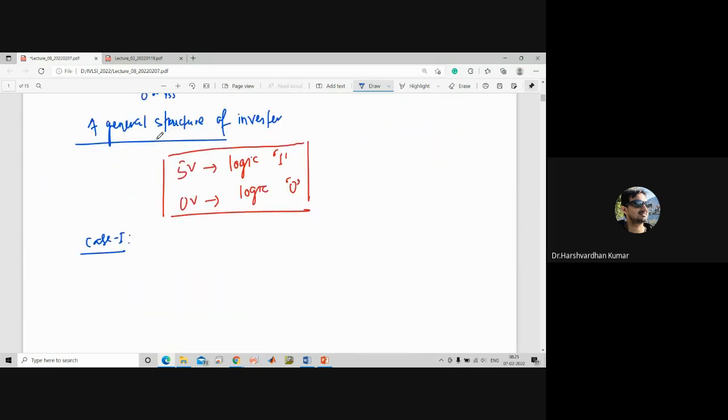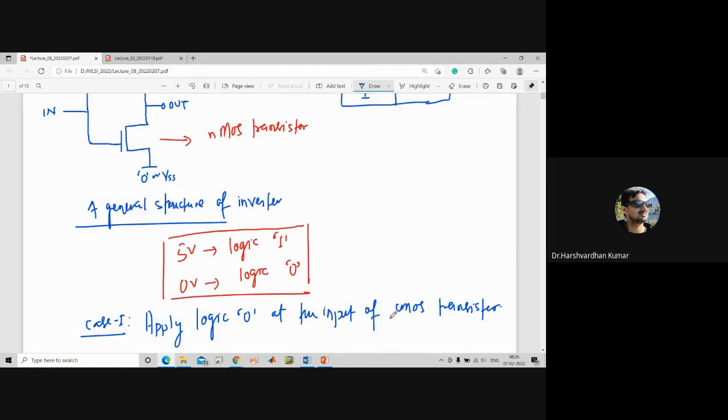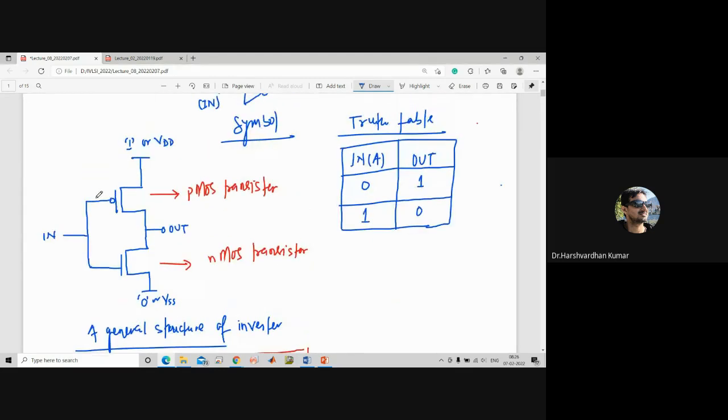What will happen if you apply logic 0 at the input of the above device structure, the CMOS transistor? Okay, so what will happen in that case? If you apply the logic 0 at the input of the CMOS transistor, then you can see what will happen.